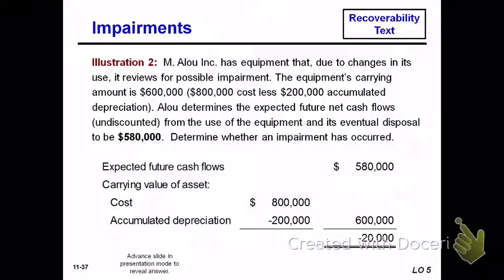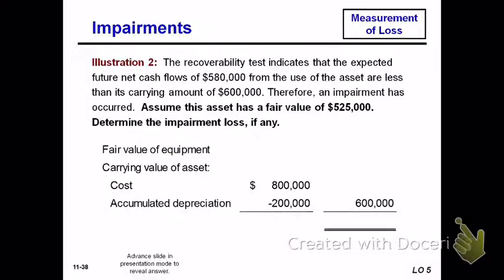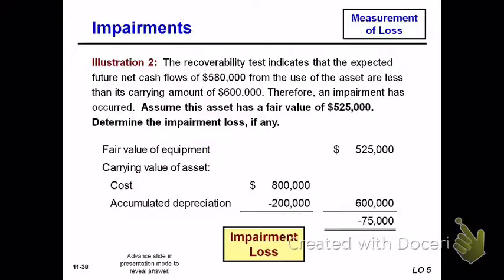Now, if the future cash flow estimate goes down to $580,000, now we have an issue because the carrying value is more than the expected future cash flows. So now we have to go to step 2. In step 2, we're going to take the fair value. They have to go out and get the fair value, and they're telling us here it's $525,000. Compare that to the carrying value, so we have a loss of $75,000 that needs to be recorded.